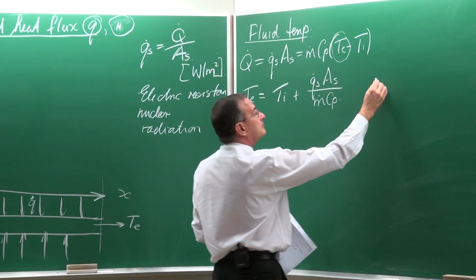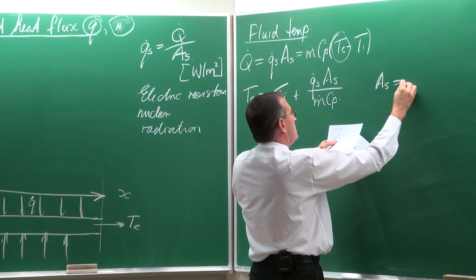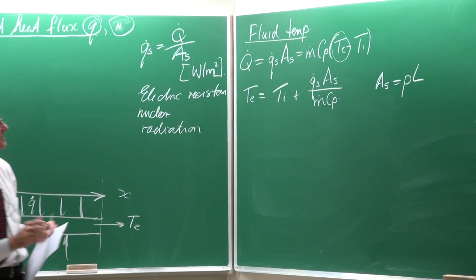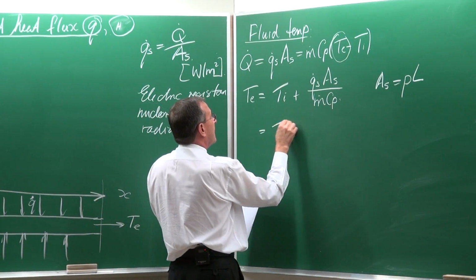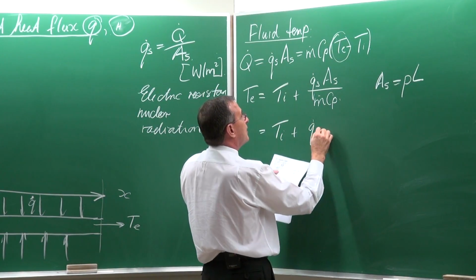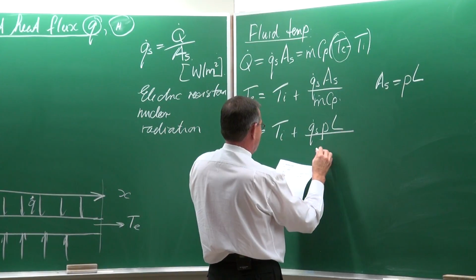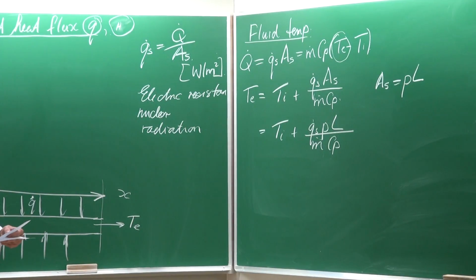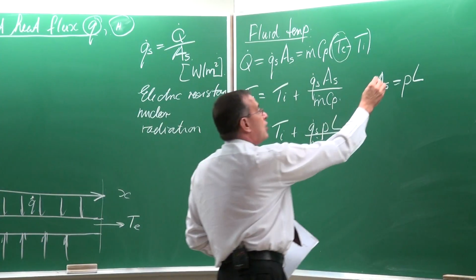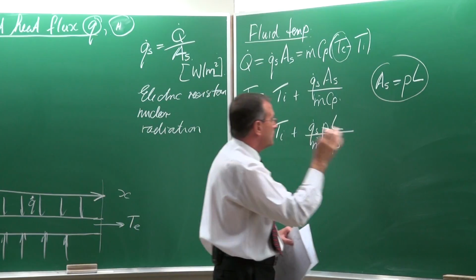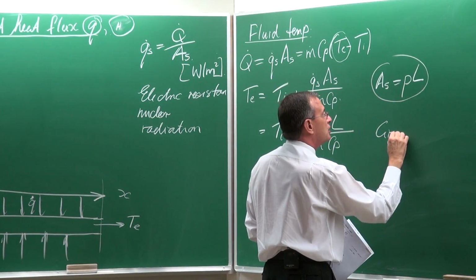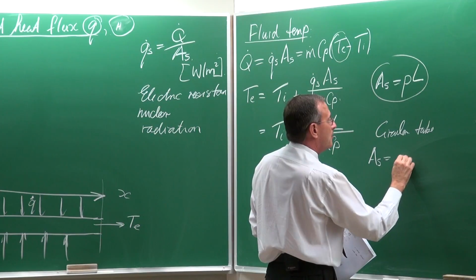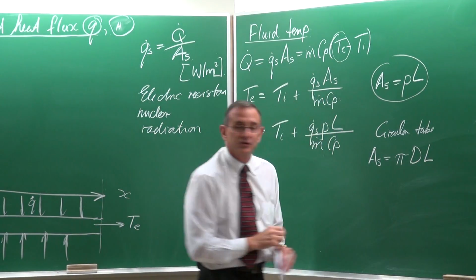The surface area is equal to the perimeter P multiplied by L. And therefore we can write it as the inlet temperature plus the heat flux multiplied by PL divided by the mass flow rate Cp. This is in general valid, but for the special case of a circular tube, the surface area would be equal to pi multiplied by the diameter multiplied by L. Do you agree?